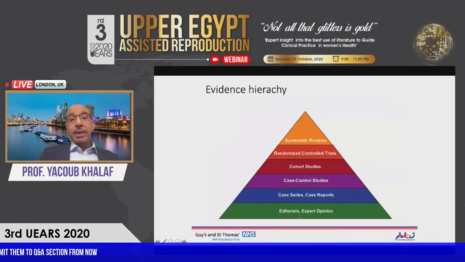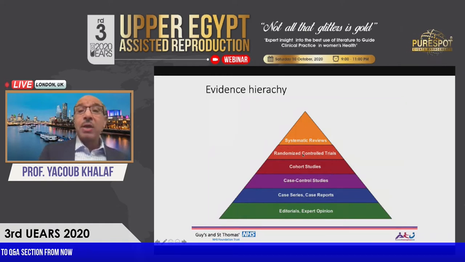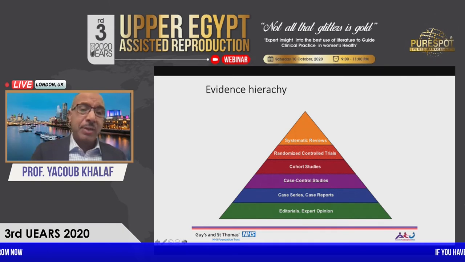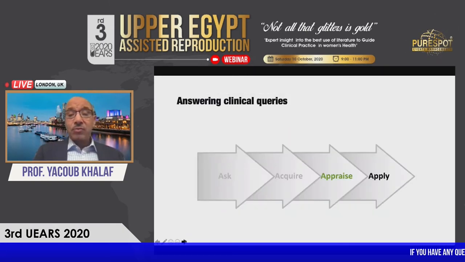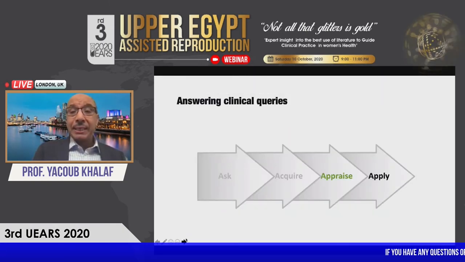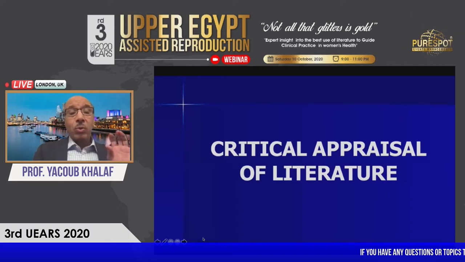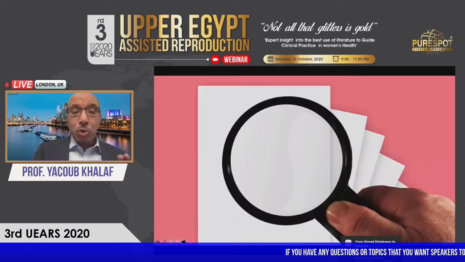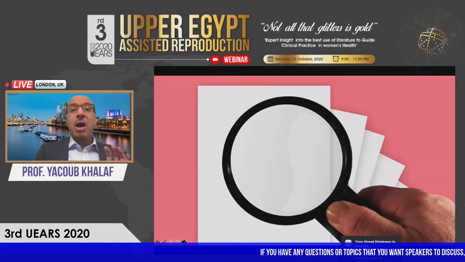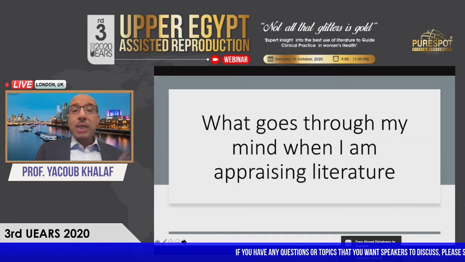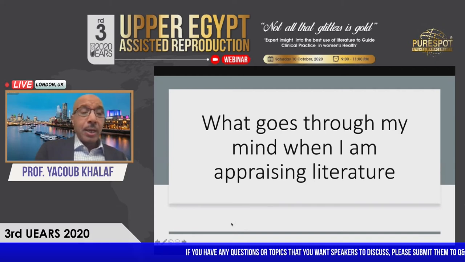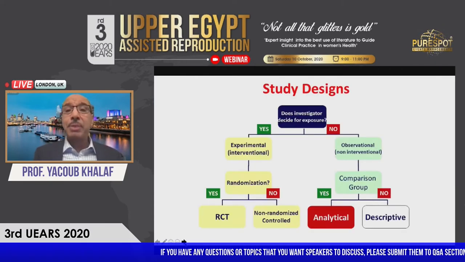Back to the hierarchy, there is a lot of stuff here about randomized control trial following systematic review. And it is for us to do the appraisal, as I said, and we have to always adopt a critical thinking of literature, regardless of the title, and use very discerning eyes to look at this. So that's what goes through my mind when I am appraising the literature, beyond the standard that I mentioned.